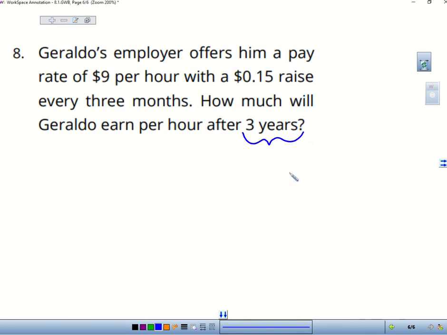So how many months are in 3 years? Good, 36 months. And if you're getting a raise every 3 months, how many raises are you going to get in 36 months? 12. And if you're wondering where that came from, if I took 36 and divided by the 3 months, every 3 months I get the raise, that means that over a 3-year period, I'm going to get 12 raises. Everyone see how I came up with that number? Okay.